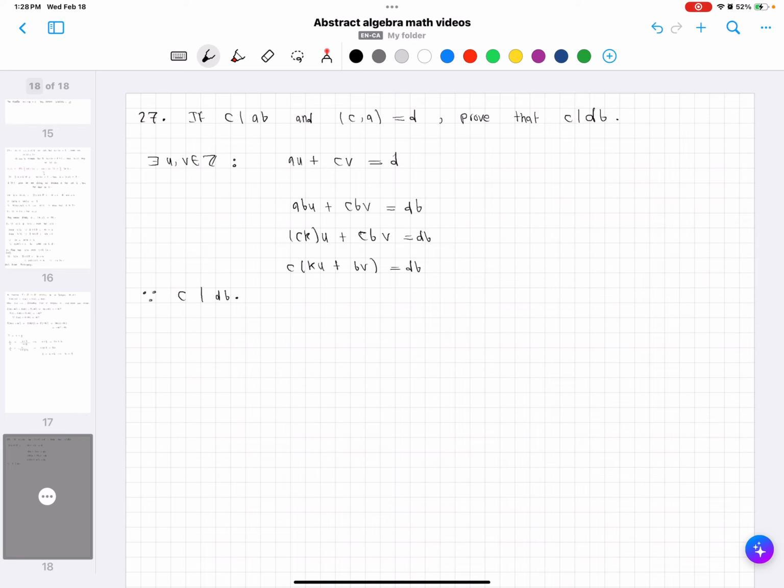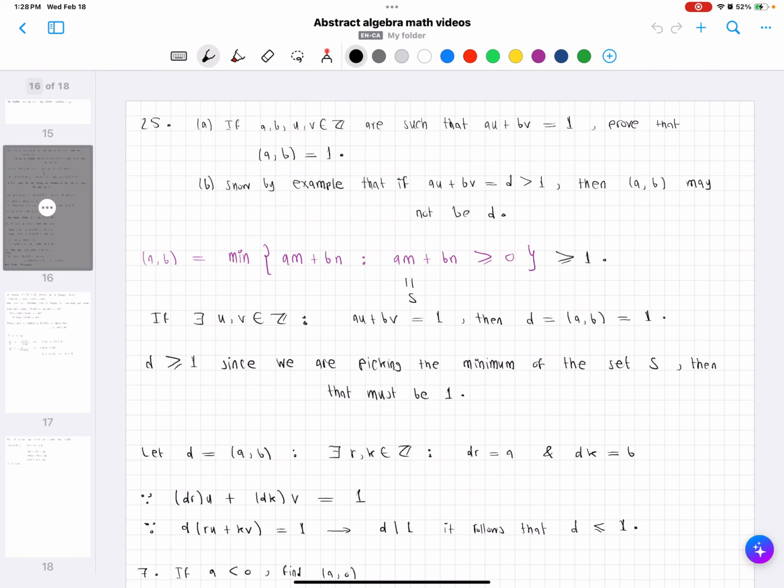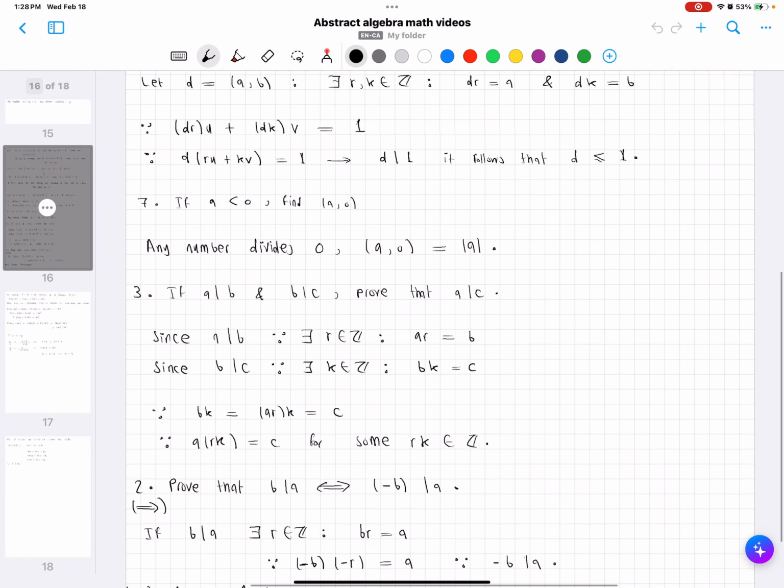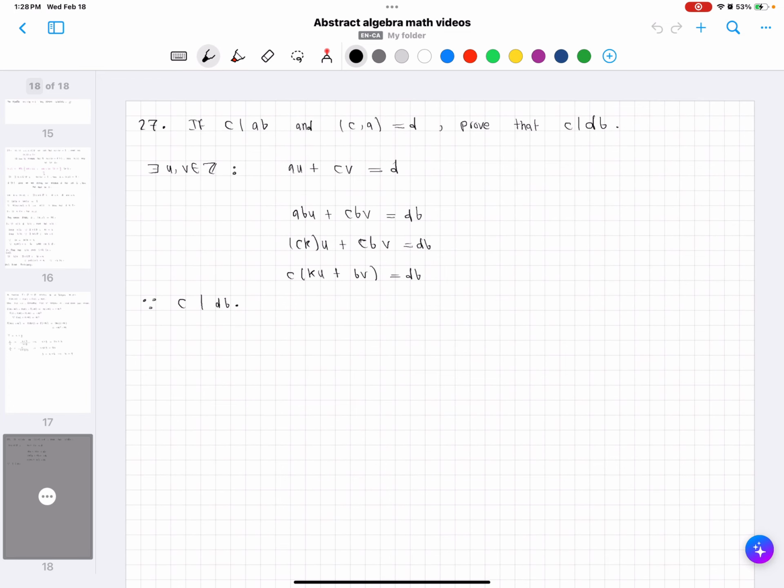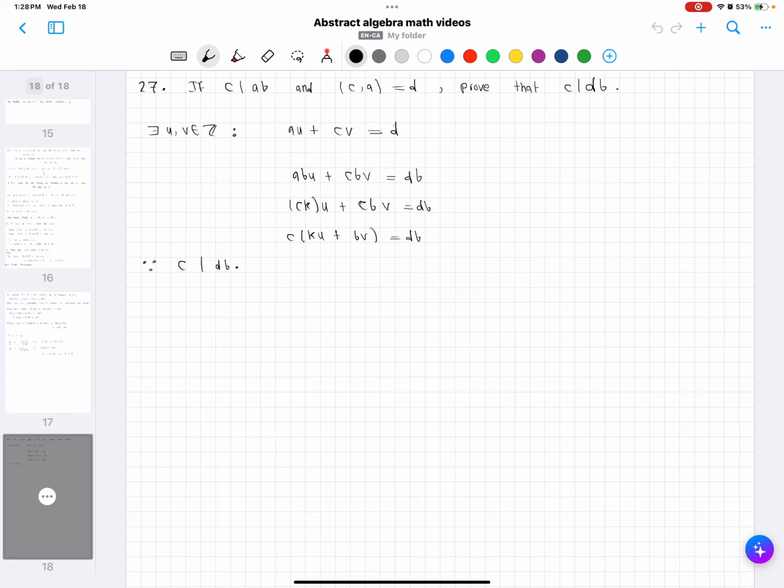Did I solve 26? Yeah, I didn't solve 26. Okay, so let's solve 26.